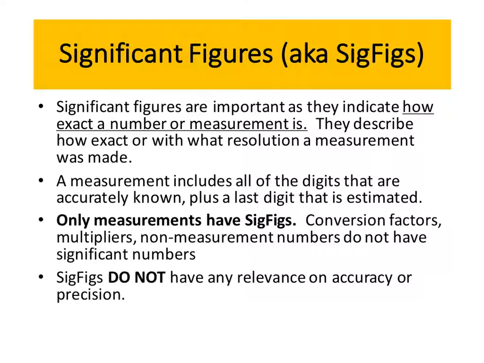And the last thing that is very important to understand is that SigFigs do not have any relevance on accuracy or precision. Just because something is measured very exactly doesn't mean it was measured very accurately, or that it's measured very precisely with respect to other measurements in the data set. That's very important to understand. Exactness and accuracy are totally different in the eyes of the scientist and engineer.